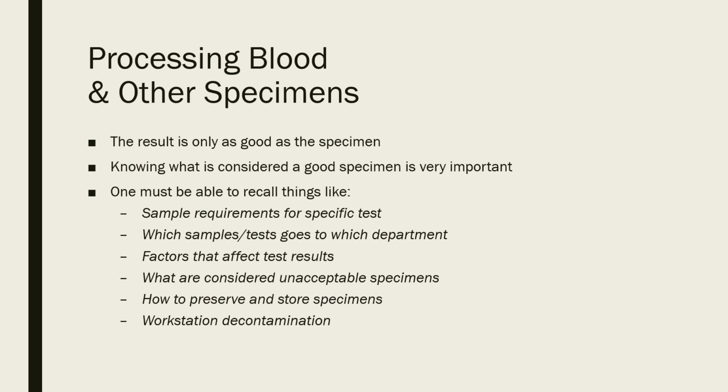So if your specimen is not properly collected, labeled, stored, and processed, then that's going to cause errors when you go to report a result. So making sure that specimen is good is going to make sure that your results are good as well. So you need to know what to consider when you're looking for what is a good specimen. You need to be able to look at things like the specimen requirements for specific tests, understanding which samples or tests go to which department, and any factors that can affect that test.